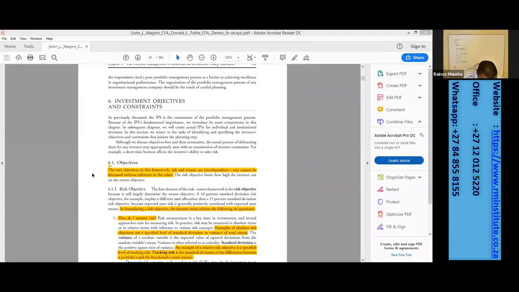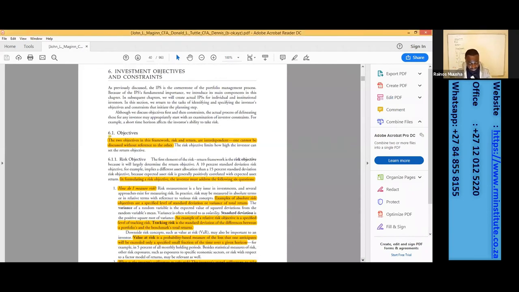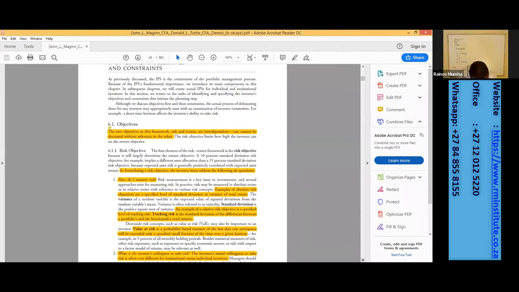So looking at those, under objectives, in section 6.1, they say the two objectives of this framework, risk and return, are interdependent. One cannot be discussed without reference to the other as well. Because remember what we said, generally for investors, the higher the risk, the higher the expected return as well, if you're looking at rational investors.